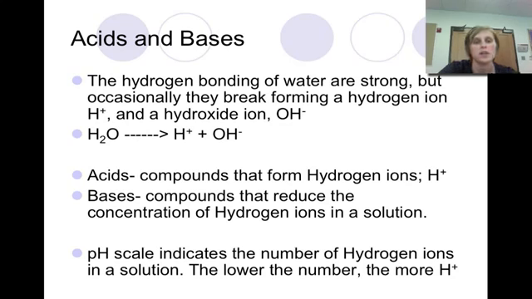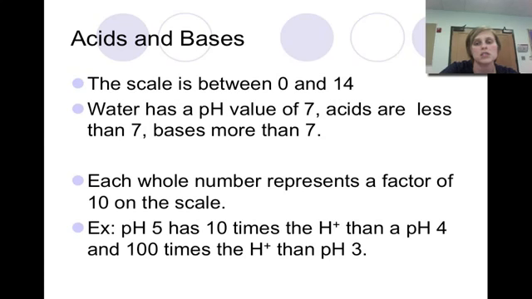And so you measure acids and bases on a pH scale, and that indicates the number of hydrogen ions that are in the solution. So the lower the number, the more H pluses you have. The scale is 0 to 14, where water has a pH of 7, right in the middle, and acids are less than 7, and bases are more than 7. Each whole number represents a factor of 10 on the scale. So a pH of 4 has 10 times the hydrogen ions of pH 5, and 100 times the hydrogen ions of pH 6, 10 times every time.